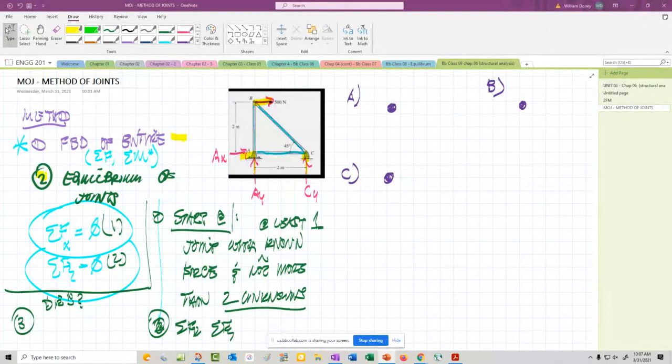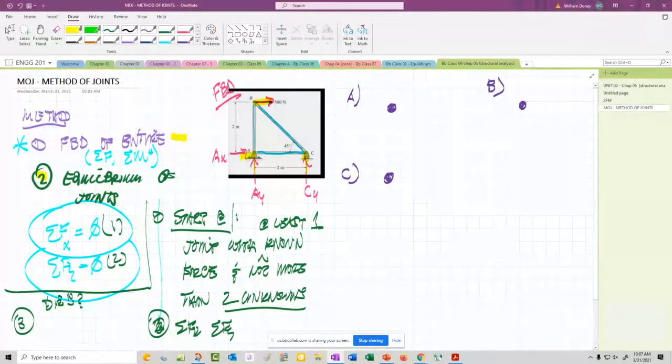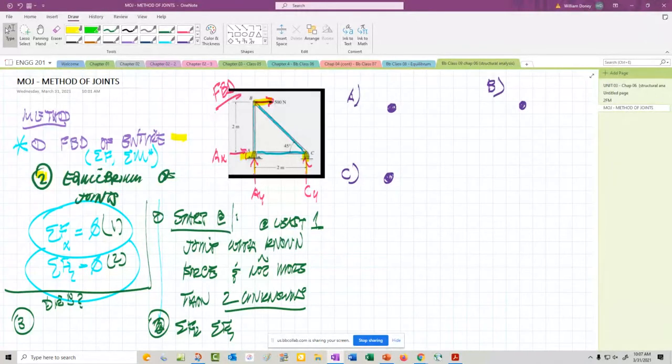So draw a free body diagram of the entire thing. I sort of just made this my free body diagram right on the drawing. And then we start with a joint. I'm just going to apply these forces over here. So at A, I'm going to have AY, AX. I'm going to have a member force in AC, and here's a member pushing down or pulling up at AB.